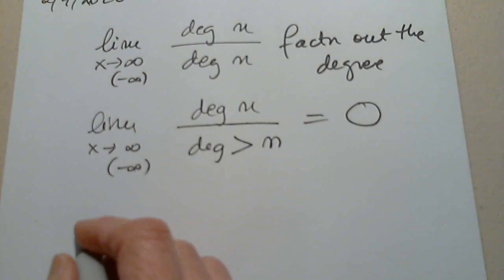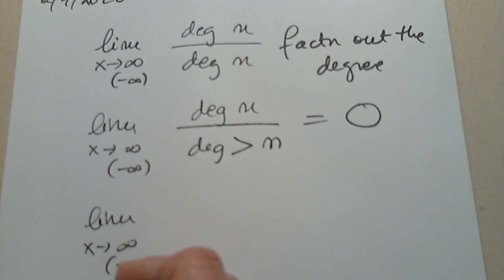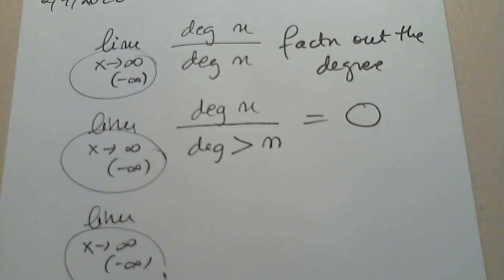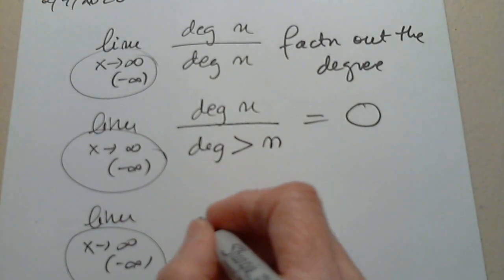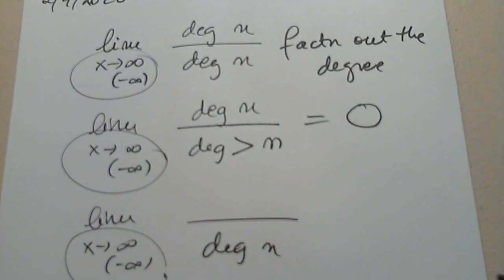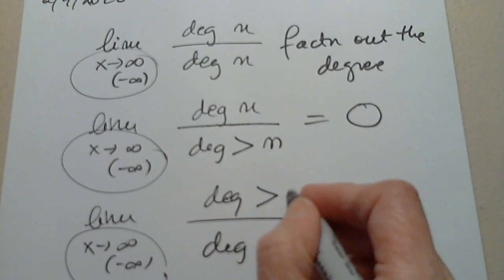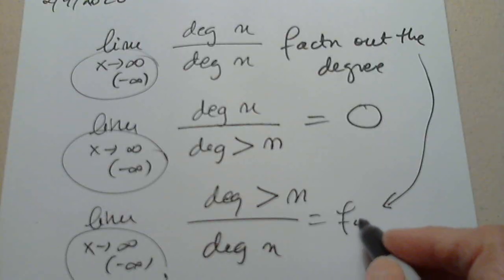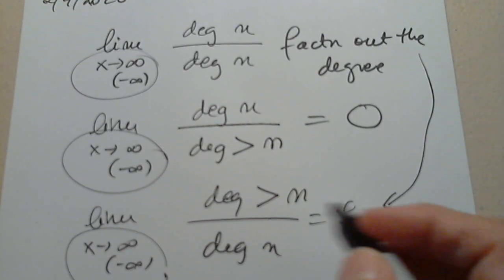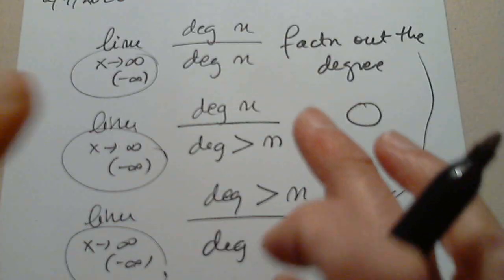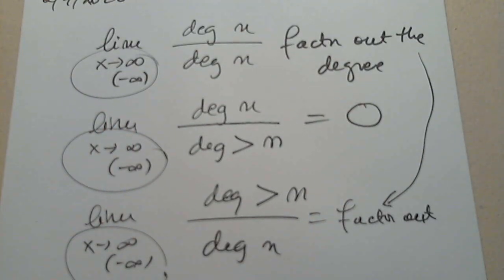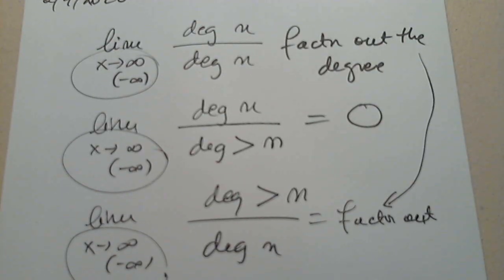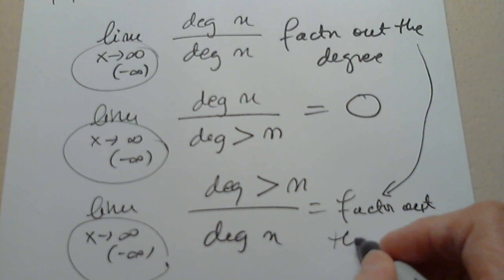Now the third option. Notice that this is our topic only when x approaches infinity or negative infinity. If I have degree n in the denominator, but degree greater than n in the numerator, I recommend you do the same thing: factor out the degree, exactly the degree you see in the numerator and exactly the degree you see in the denominator, not more. Exactly what you see. Treat them as if they are separate. Factor out the degree.